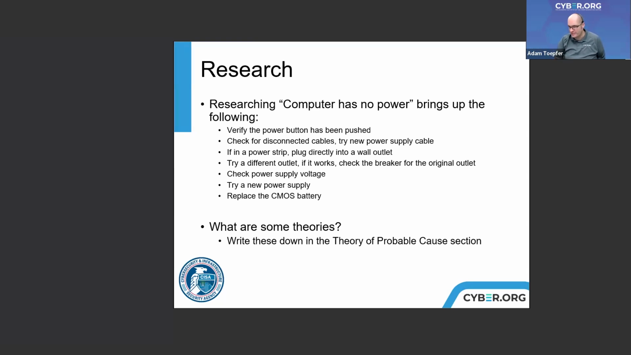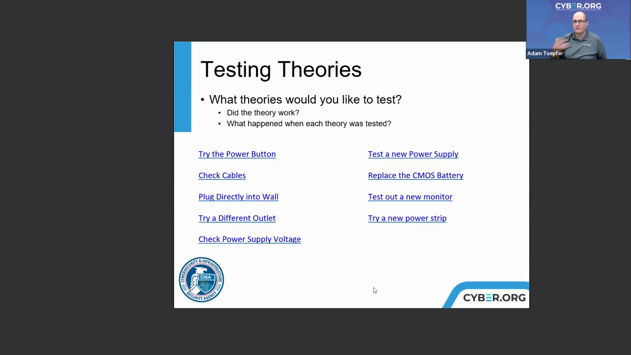And then we talk about some theories. So what could be the cause of this? Maybe a theory a student might throw out is that the power supply is bad, or that he needs a new power strip because the power strip stopped working. Maybe it was struck by lightning overnight, right? These are some possible theories. So now these are some theories that we'd like to test. So is there a particular theory that somebody wants to try first?